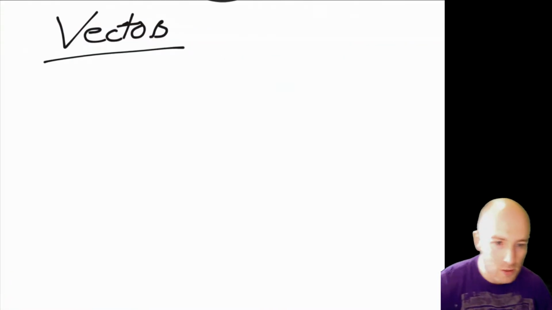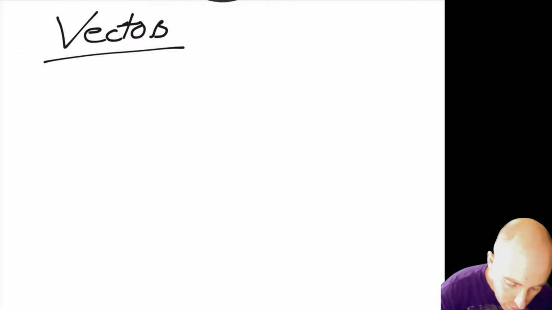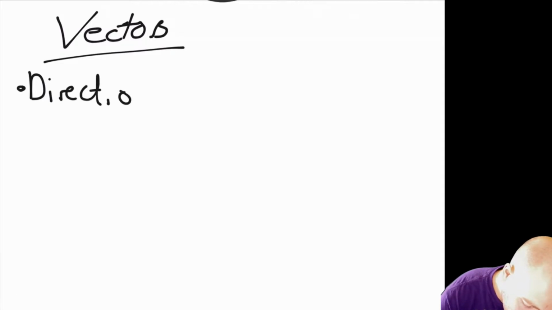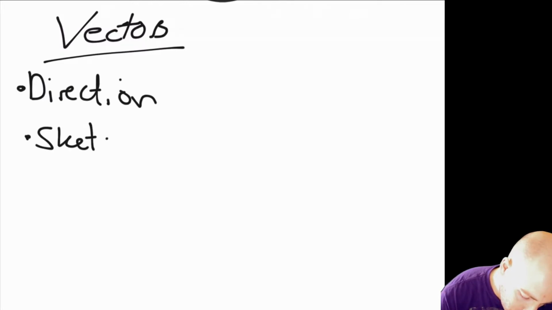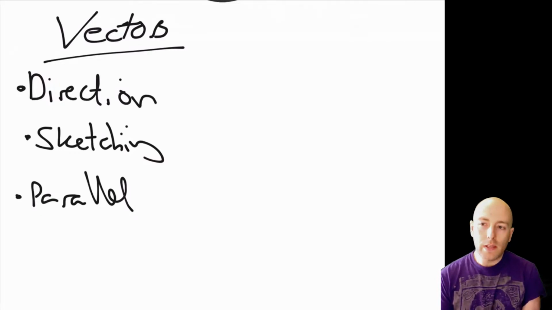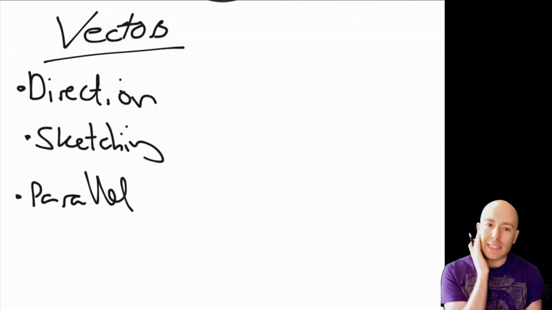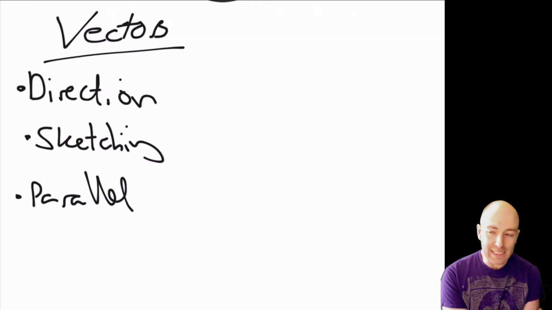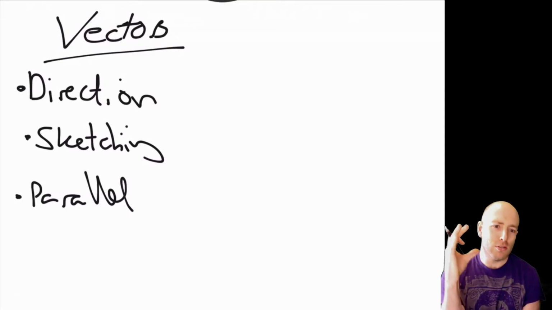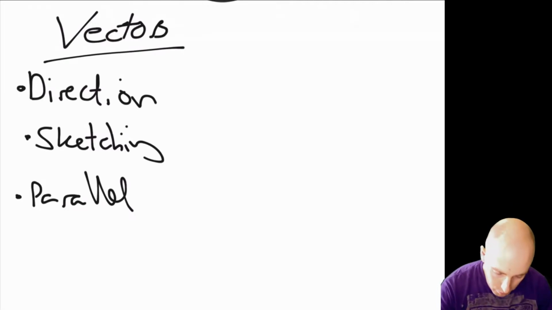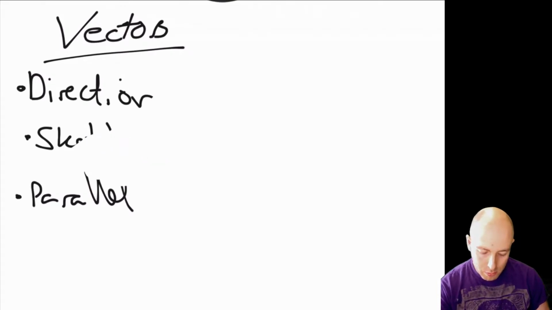Right. So 3 key aspects of vectors are direction, sketching them, and parallel lines. These are the 3 aspects. If you can get these kind of sorted, you should find the whole topic quite easy. These are the 3 hurdles to being good at vectors. So we're going to try and get these sorted today. Okay, with sketching and direction, so we'll just kind of jump into it.